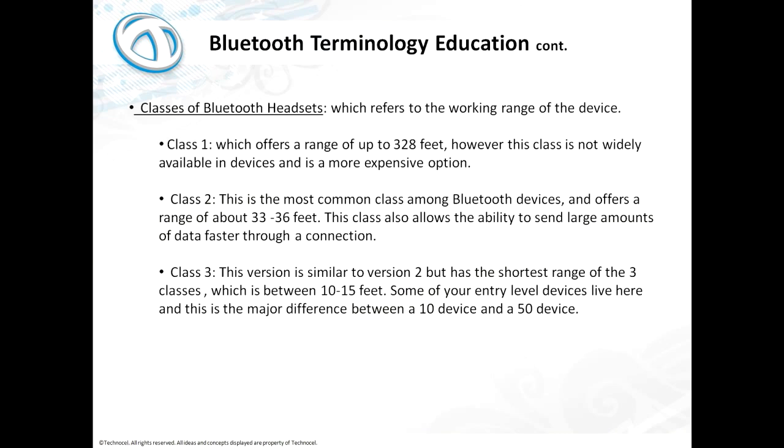So the last thing I just want to touch on real quick is the classes. We've talked about some of the terminology you'll see. We went through the versions that you will actually see in your store. And now it comes to the classes. There are 3 types of classes. All the commercial Bluetooths that you carry are all class 2, which is about 33 to 36 feet. So the class is the range from your device to your Bluetooth, the distance.